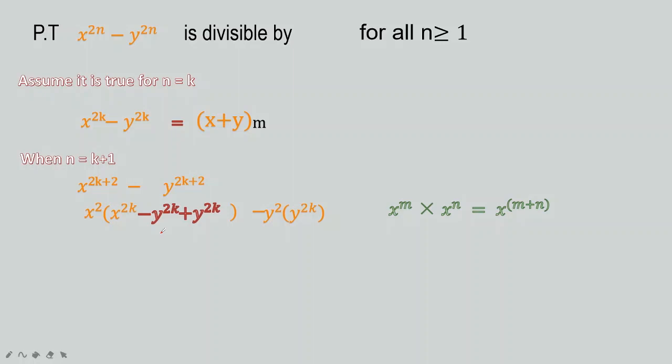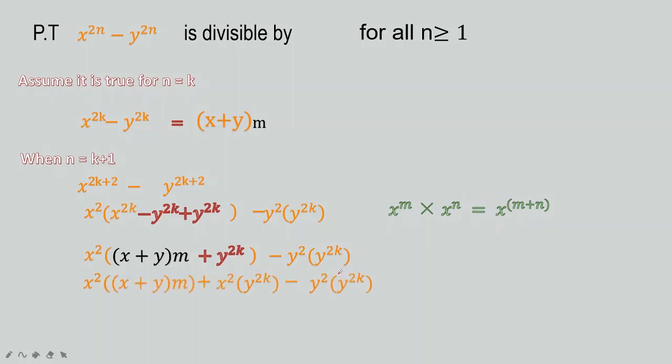So x to the power 2k minus y to the power 2k is the same thing that you have here. That is what you assumed to be true, is equal to x plus y into m. So let me substitute the same thing here. So it will be x square into x plus y into m, plus y to the power 2k minus y square into y to the power 2k. Okay. Now let me open the bracket. X square into x plus y m, plus x square into y to the power 2k minus y square into y to the power 2k. I'm just opening the brackets.